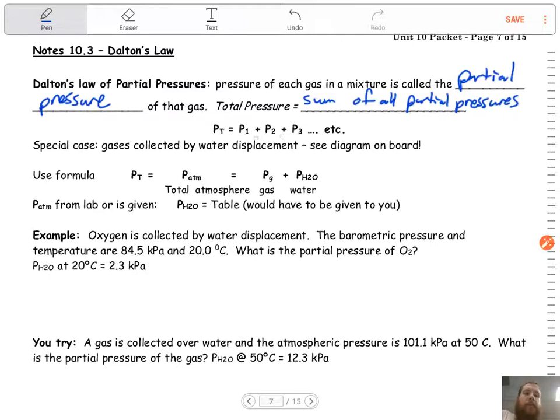You just add up, whether you have 3 gases like we have here, or you have 15, you just add them all up to give you the total. So what we can then do is, if I'm given the total pressure, and I'm given the pressure for gas 1 and the pressure for gas 3, I could easily find the pressure for gas 2. All I would have to do is subtract out gas 1's pressure and gas 3's pressure from the total to get my missing piece.